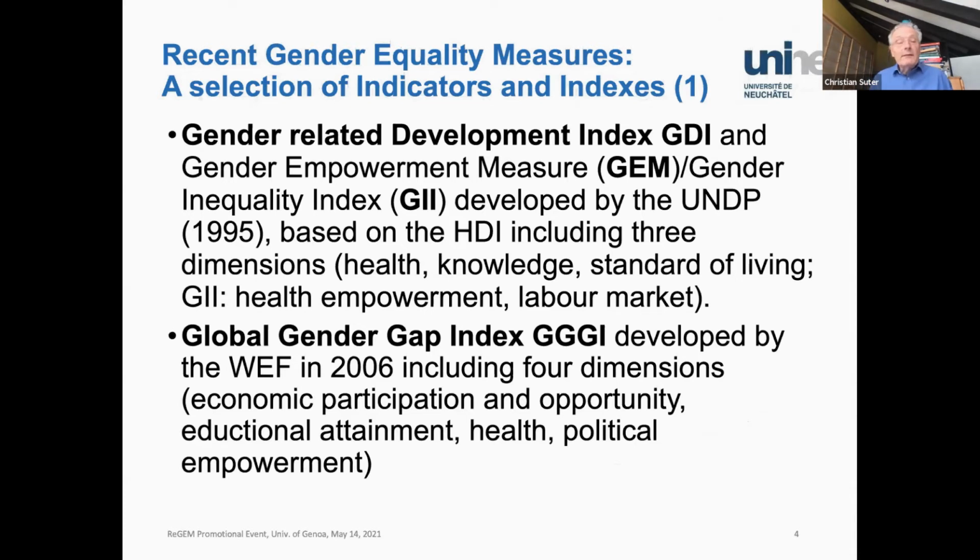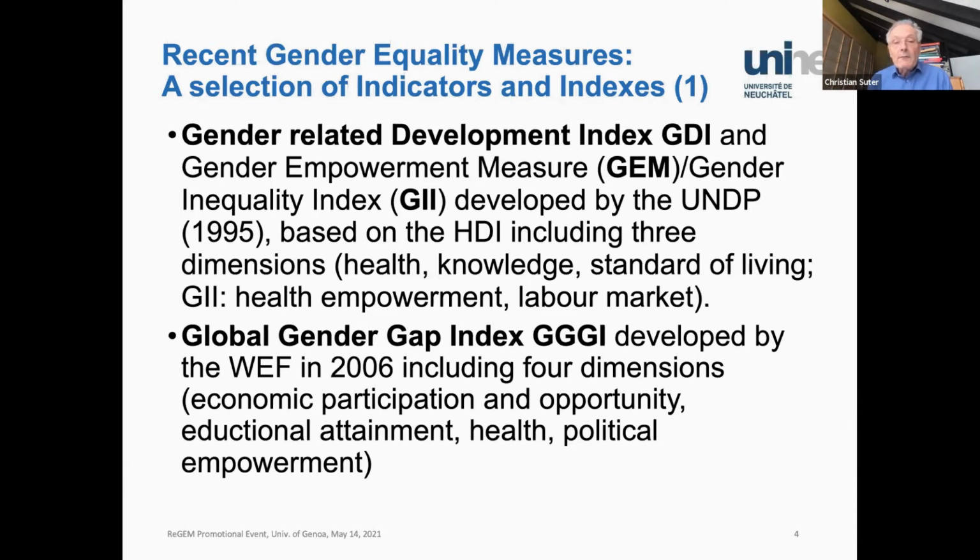So one important measure or initiative for doing this kind of measures is the UNDP measure, which was presented in the 90s, the Gender-Related Development Index. And of course, this is in the context of the Human Development Index measures. So we have these 3 dimensions which characterize the human development measure: health, knowledge, standard of living. This is one important development in the 90s.